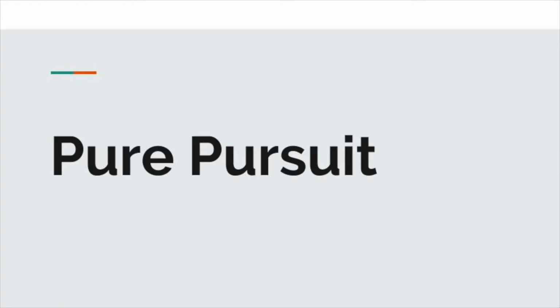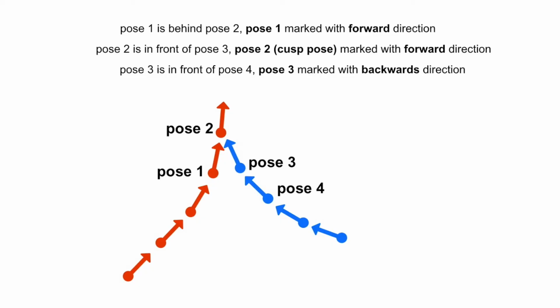Now we will talk about the implementation of the pure pursuit algorithm. Given an array of poses that represent the discretized path, the algorithm first finds an associated direction with each pose by checking whether the next path pose is in front or behind the current path pose. If the next path pose is in front, we assign the current path pose with forward direction, and if the next path pose is behind, we assign the current path pose with backwards direction.